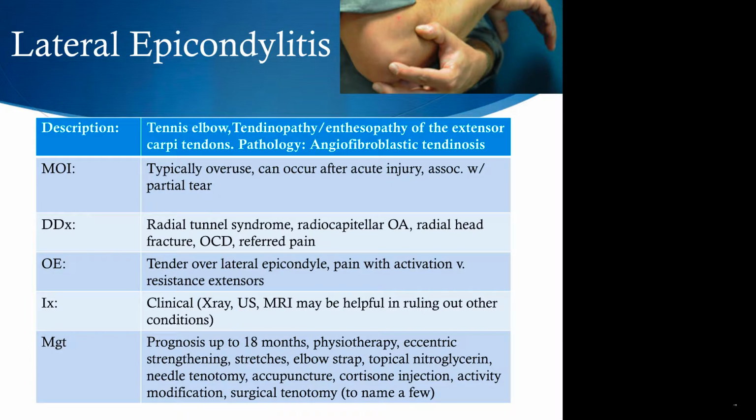Also known as tennis elbow, essentially it's a tendinitis or enthesopathy of the extensor carpi tendons, where they originate off the lateral epicondyle, and the pathology is referred to as angiofibroblastic tendinosis. The differential diagnosis of lateral epicondylitis is very important, and this is a common condition, but what you don't want to miss are things like radial tunnel syndrome, radiocapitellar osteoarthritis, radial head fracture, an osteochondral defect, or referred pain. The other one would be a synovial plica, which can also cause this condition.